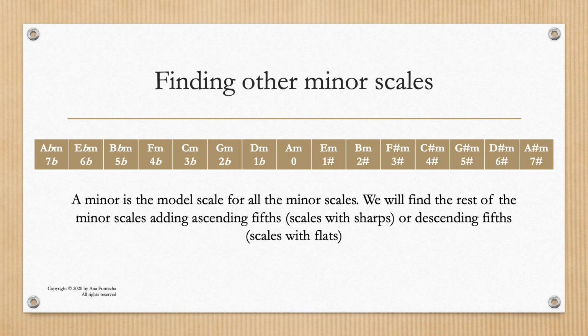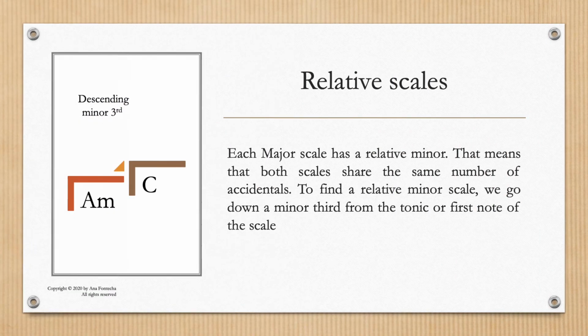A minor is the model scale for all the minor scales. Likewise, C major, we find the rest of the minor scales adding ascending fifths, then we find the scales with sharps, or descending fifths for the scales with flats. Each major scale has a relative minor. That means that both scales share the same number of accidentals.